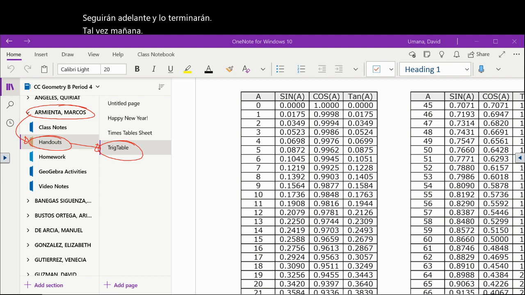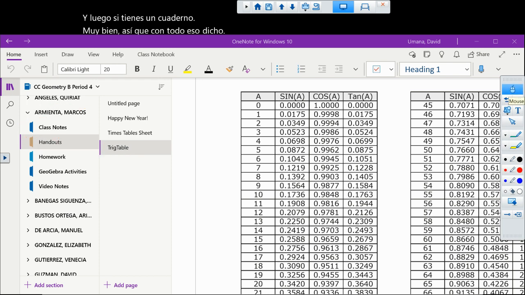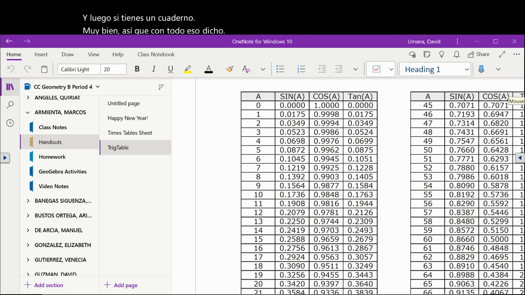All right, so Andrew, on your computer, click name, handouts, and then trig table for the OneNote. Okay. And then if you have your notebook, have that on. All right, so with all of that being said, let's move on.